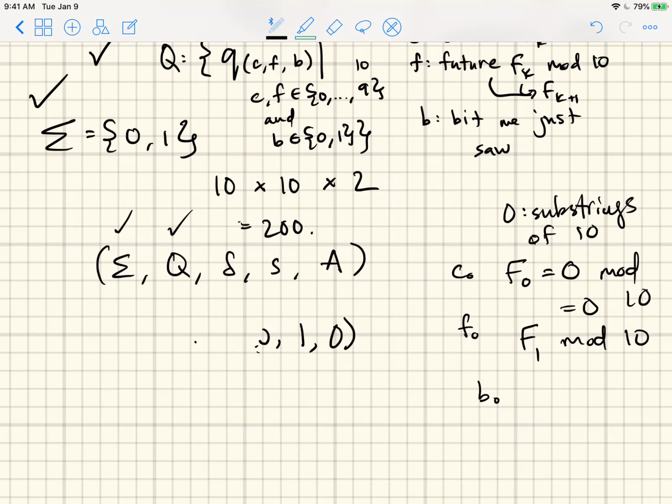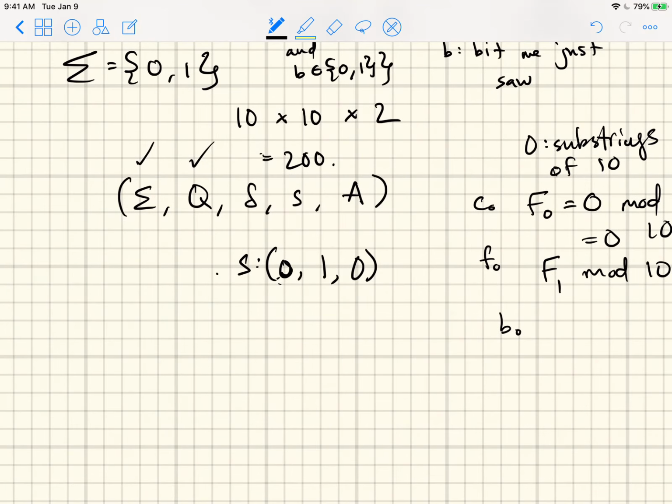I mean, if it was an NFA, it could be, but I'm just gonna say S is that. Okay, great. Now we should talk about delta. And you might be thinking, well, there are so many states. The way delta is going to be defined is a mess.